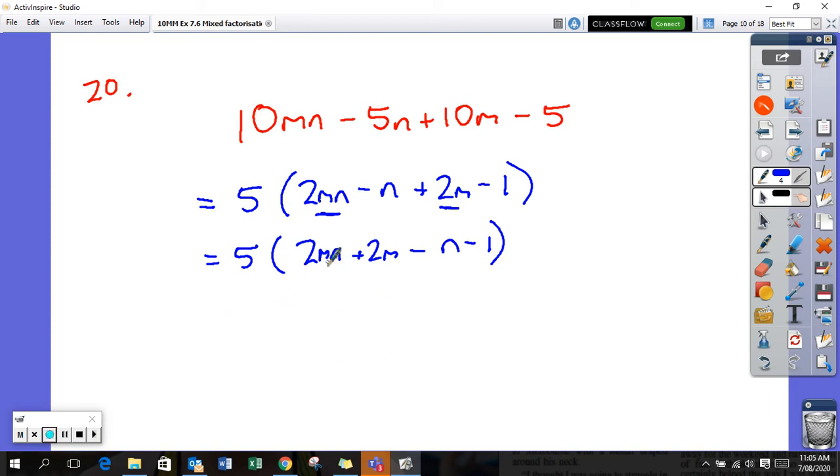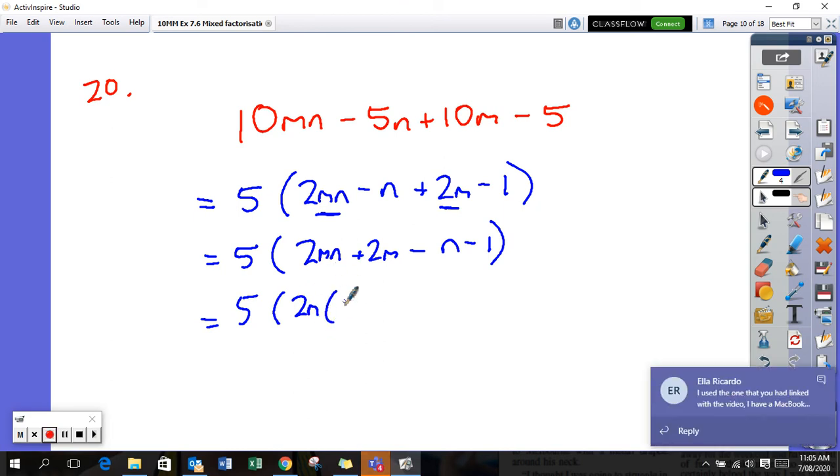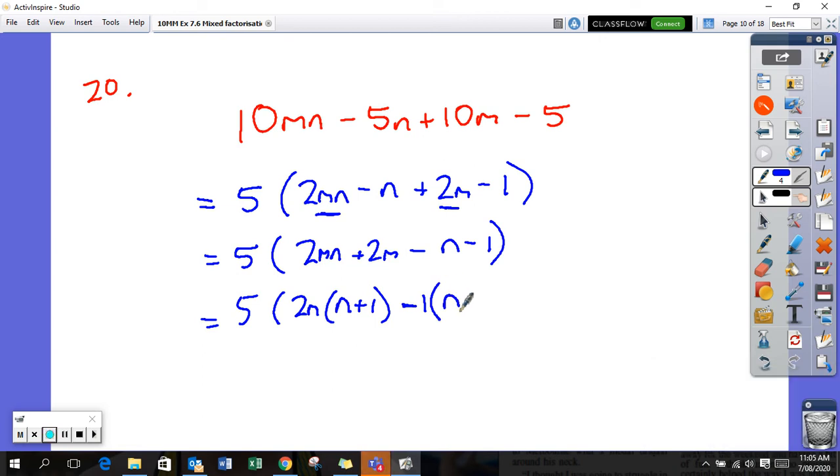So what we're going to do is we're going to take the 2m out of this one. So equals 5, I'm going to go 2m bracket, we just left n plus 1 there. And what I'm going to do is I'm going to take minus 1 outside here, and that leaves me with n plus 1.